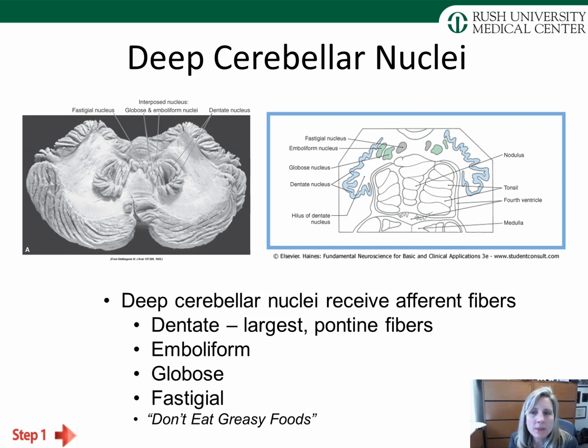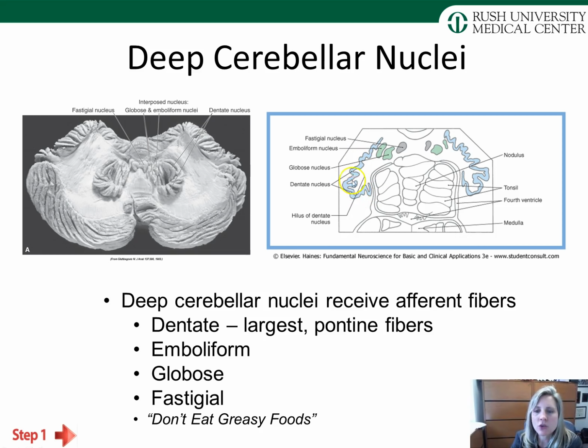So let's talk a little bit about the deep cerebellar nuclei, and what you can see is that I've noted on this slide that you have to know these for Step 1, and there's actually a mnemonic: don't eat greasy foods. So there are 4 cerebellar nuclei. The dentate is the largest, and it is what tends to receive the pontine fibers. So you can see here it's this kind of blue squiggly structure.